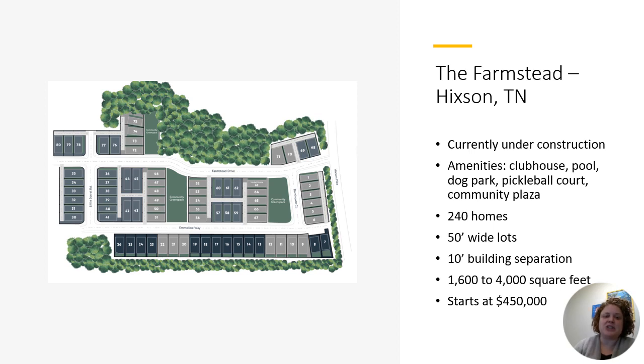The developer is constructing community amenities, including a dog park, pool, clubhouse, and community plaza. The shared open space will most likely be managed by the HOA once development is fully constructed. With prices starting at $450,000, this example illustrates that PUDs do not necessarily result in more affordable housing options.